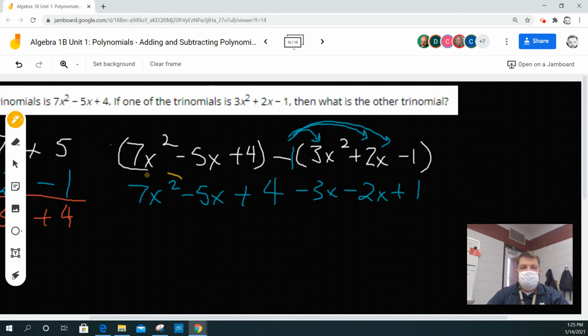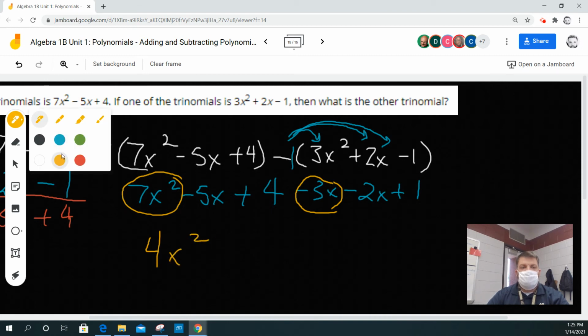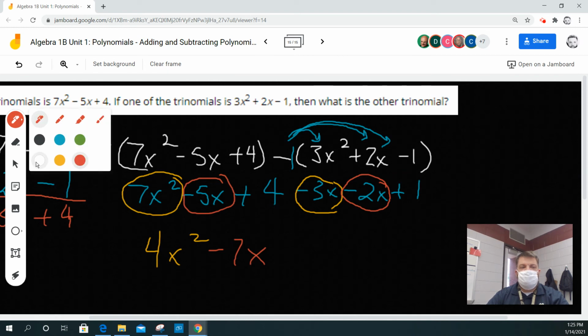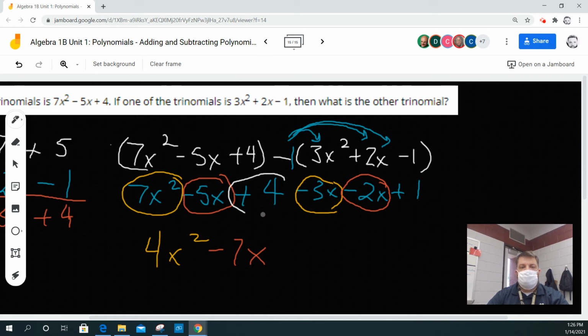So 7x squared minus 3x squared, what's that equal? 4x squared. Next, we're going to do negative 5x minus 2x, that's negative 7x. Then lastly, we're going to add up 4 and 1, plus 5.